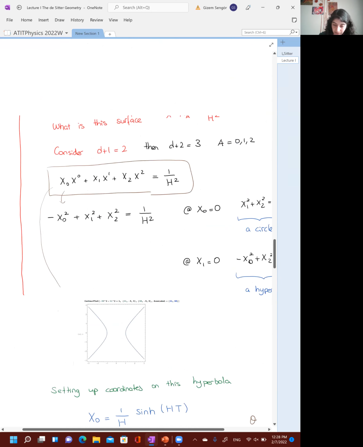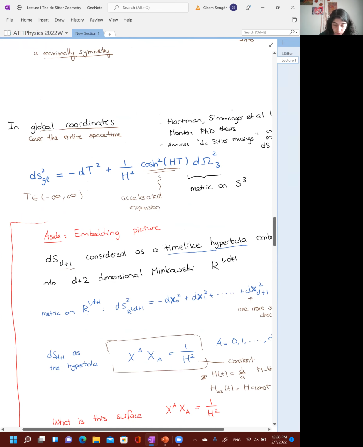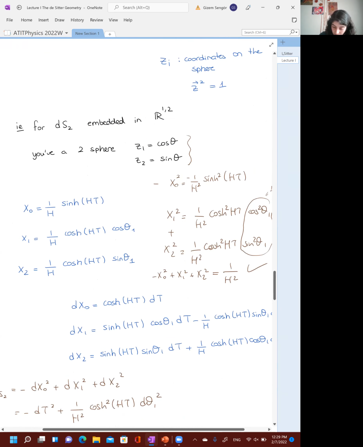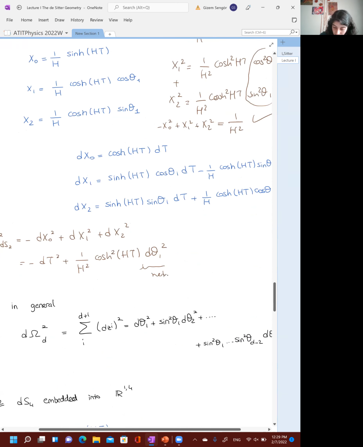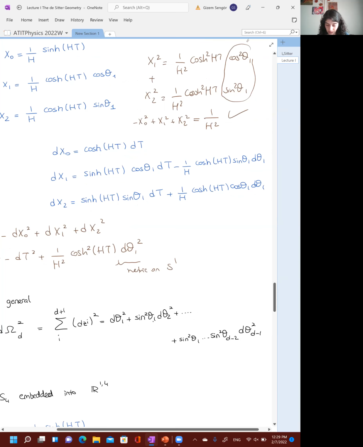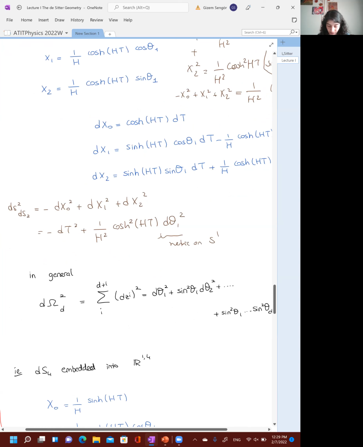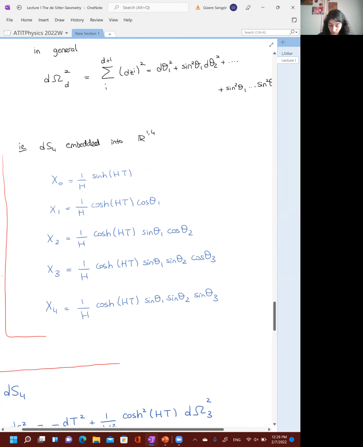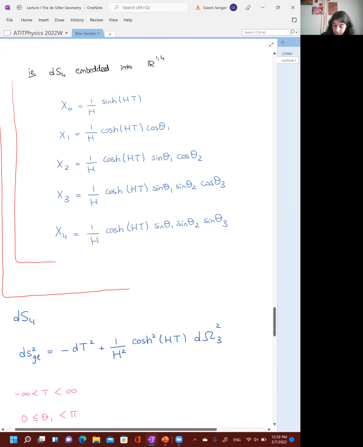This was the form we wrote in general. So we just obtained a two-dimensional version of this, in which case this is just the metric on S1. In more general dimensions, the metric on the d-dimensional sphere goes like this. It's a lot of sine squares involved. And you can try for yourself: for four-dimensional de Sitter, embed it into five-dimensional Minkowski. These are the coordinates you need to make use of. You can take their derivatives and you end up with this metric.